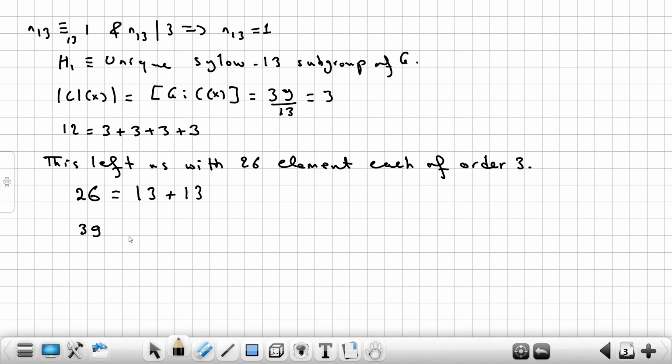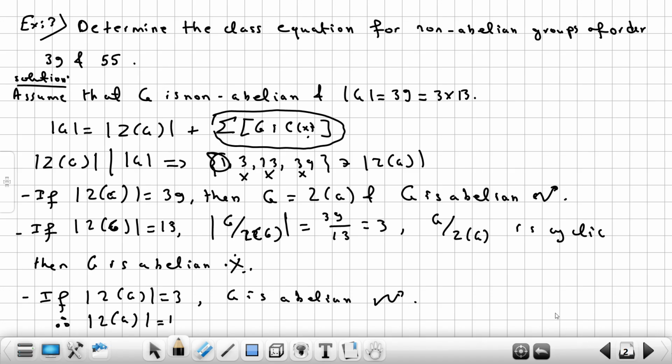Finally, the class equation of our group is given as 39 equals 1 plus 3 plus 3 plus 3 plus 3, 4 times, plus 13, two times. So this is the class equation of a non-abelian group of order 39. Same argument, we will proceed for non-abelian groups of order 55.